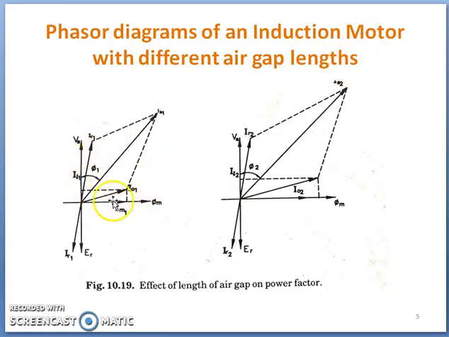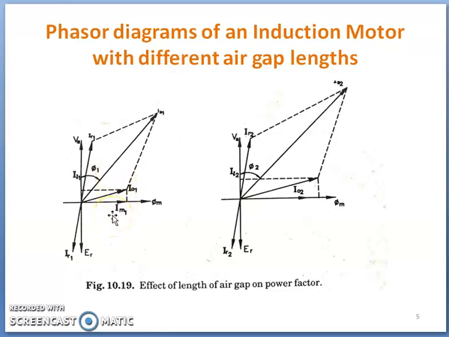So here I consider induction motor. This is case 1 and this is case 2. Phasor diagram of induction motor 1 and this is phasor diagram of induction machine 2. You know, no load current of machine has two components. One is magnetizing current, another is loss component. Magnetizing current drawn by machine depends upon length of air gap.